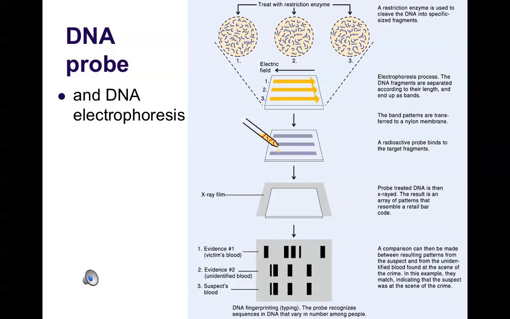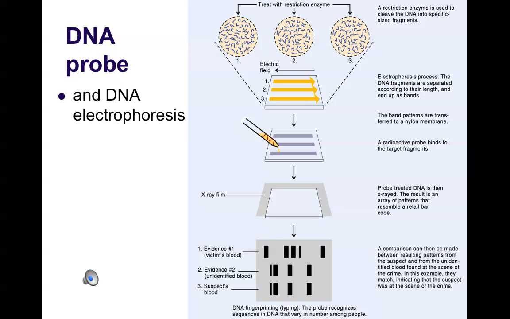In the bottom picture, we have 3 samples: evidence sample 1, 2, and then the suspect's sample. Based on the pattern of sizes of different fragments, or what we call the DNA fingerprinting or DNA typing, we can see that different individuals will essentially generate a different pattern of fragments. Those different fragment lengths and sizes are unique to each individual.